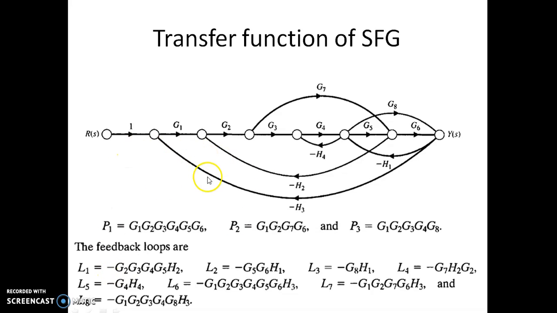Of course, by looking at the signal flow graph over here, we can find the loops. One of the loops, as you can see here, is minus G3, G4.